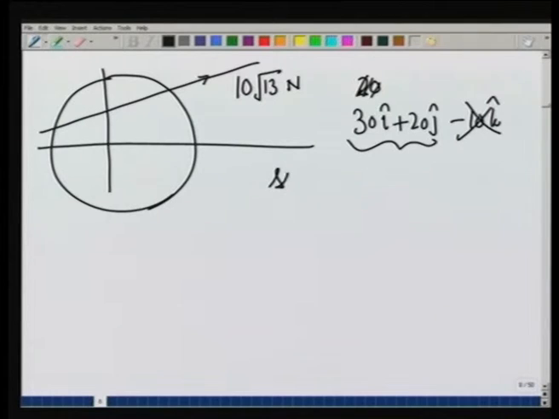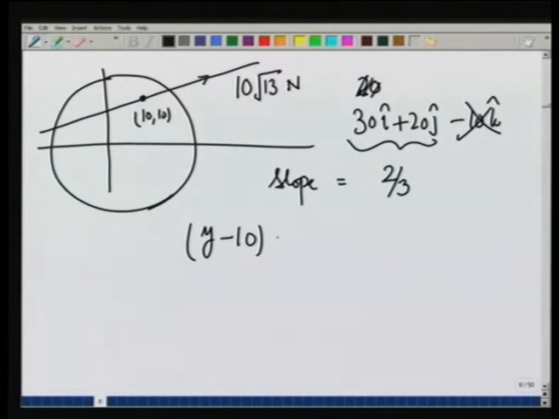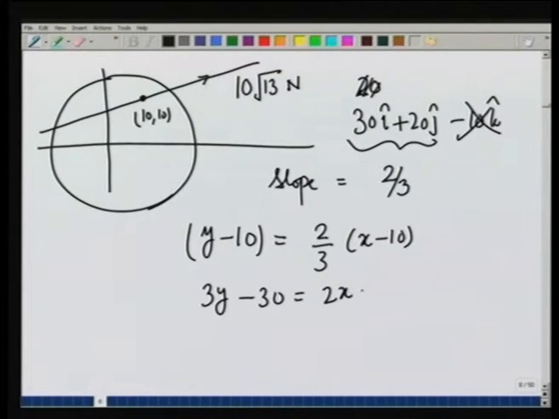So, this line has a slope of 2/3 and it is passing through the point 10, 10. Therefore, the equation of this line along which the force is working is y minus 10 is equal to 2/3, that is the slope, times x minus 10, and therefore, 3y minus 30 is equal to 2x minus 20, or 3y is equal to 2x plus 10.